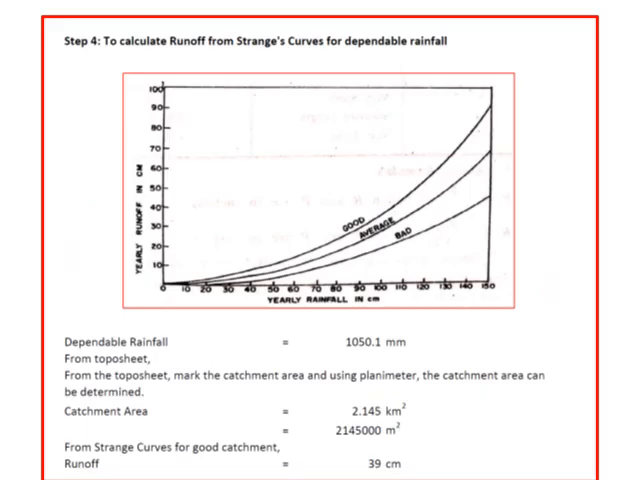Now for 1050 millimeters, that is 105 centimeters, taking the average catchment, or a good catchment. You can take a good catchment also. Taking a good catchment here, from 105 it comes to about 39. So I have taken the runoff as 39 centimeters. For dependable rainfall of 1050 millimeters, the runoff is from the Strange curves, which are available in the standard textbooks. You can use this for 105 for a good catchment, and you get about 39 centimeters of runoff.